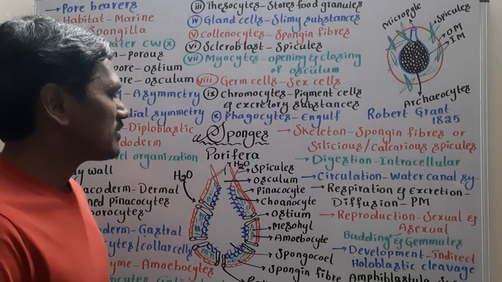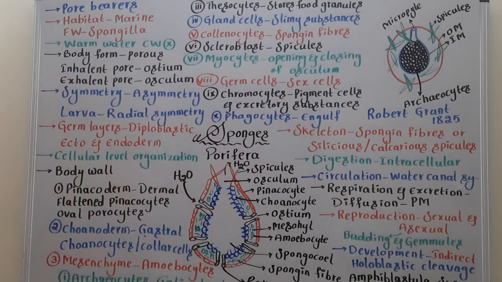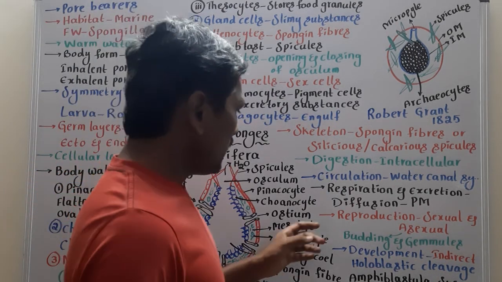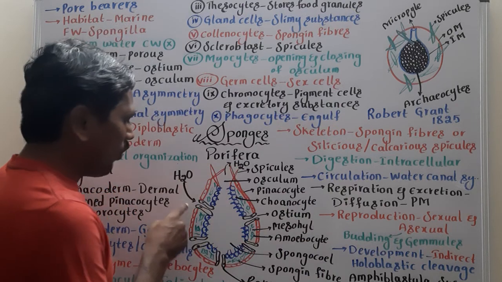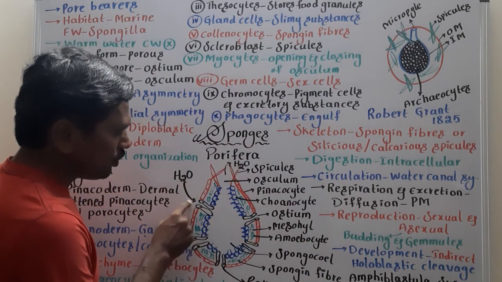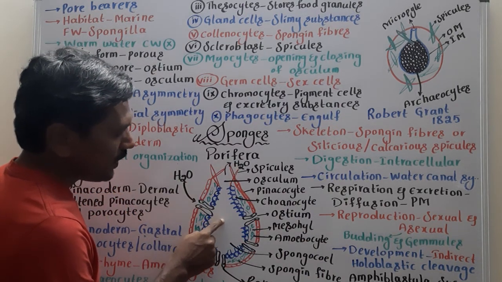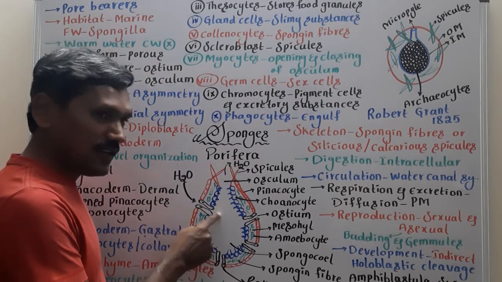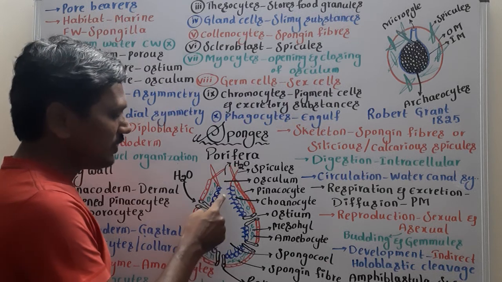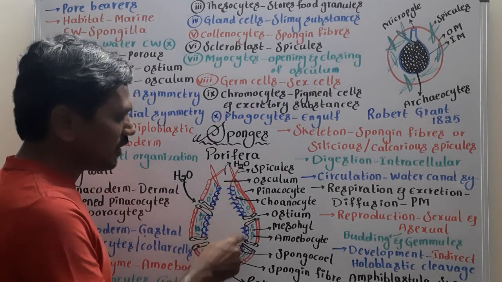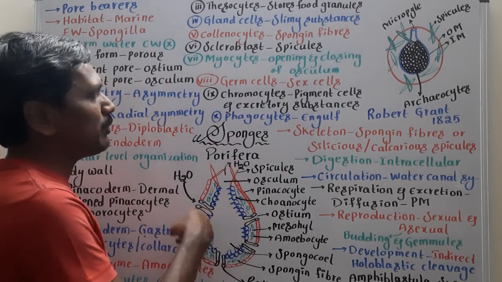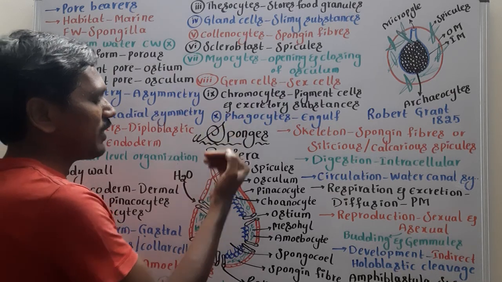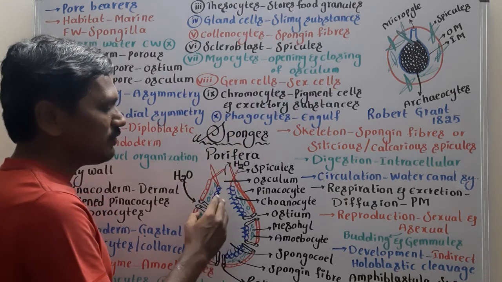What is this water vascular system? Let us see here. The water comes in through the ostium into the spongocoel. When the water comes in, it brings oxygen and food material also. Then oxygen will be utilized by the innermost layer, and food material will be trapped by the choanocytes or phagocytes, and the digestion takes place there.